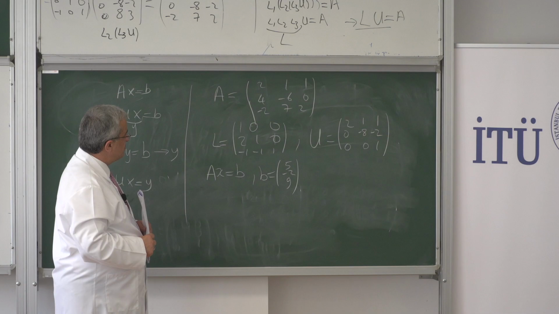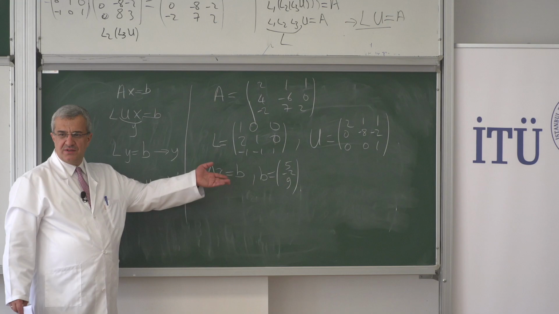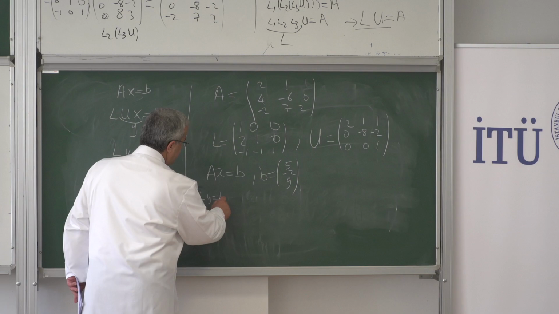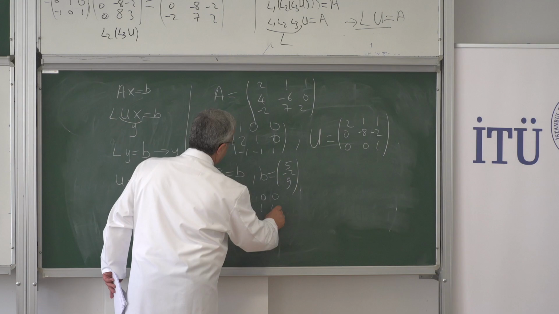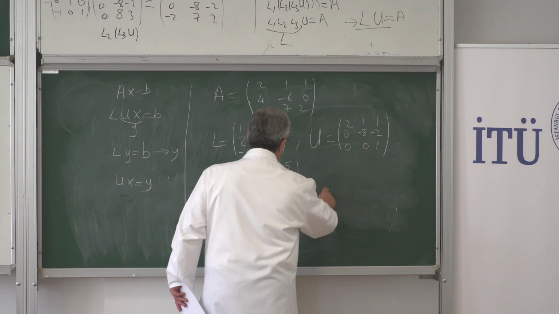So what do I do now? Do I start just performing Gaussian elimination on this? No, I already have L and U, right? So I will just solve this. LY is equal to B, meaning L is 1, 0, 0, 2, 1, 0, minus 1, minus 1, 1, times y1, y2, y3, and this is equal to 5, minus 2, and 9.